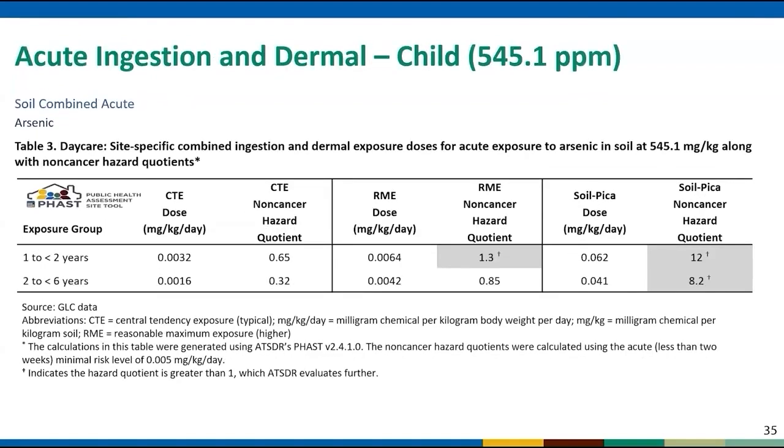This table shows the results for the 2 child groups for the acute exposure scenario. We have an acute MRL, so we do have acute non-cancer hazard quotients for CTE, RME, and soil pica, and these are based on using that 545.1 ppm concentration.